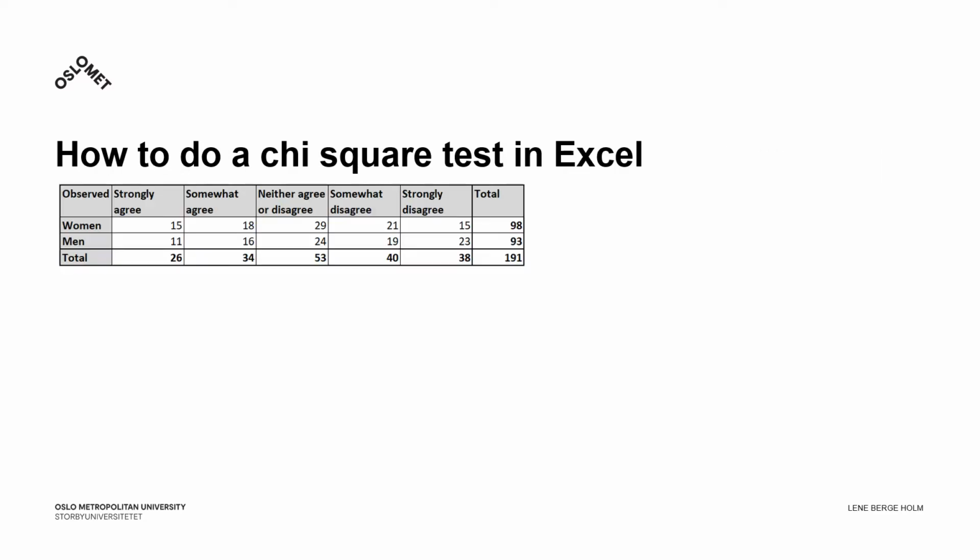So in the previous slide I showed you my questionnaire. In this table I have organized the responses into a table like this. So I have the two groups, the women and the men, and I have how many respondents have either said they strongly agree or disagree on this specific statement.